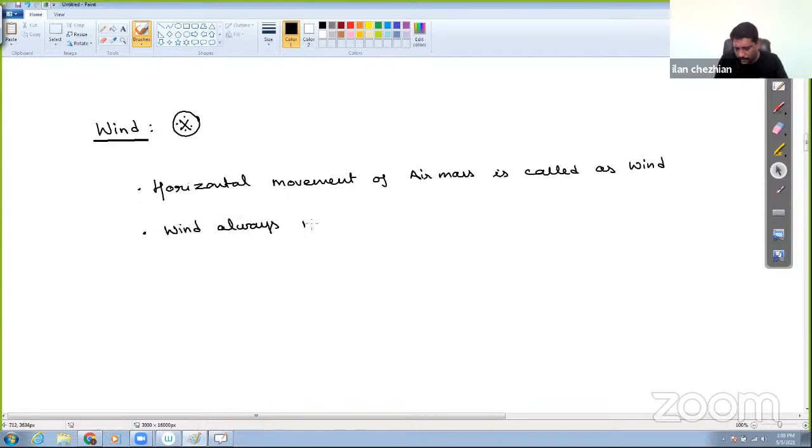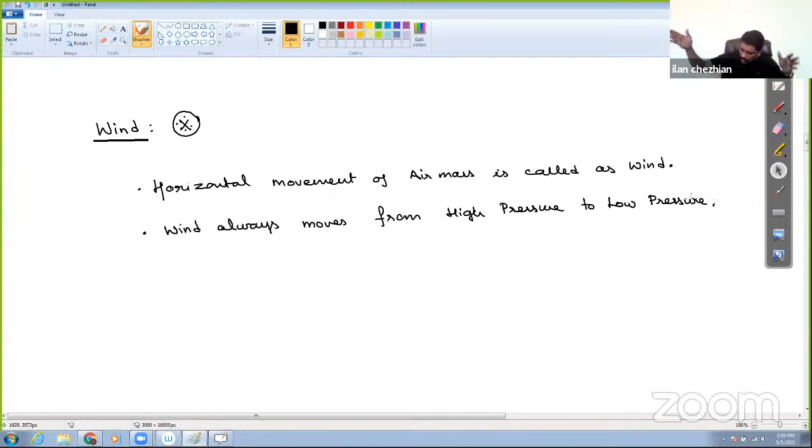Wind always moves from high pressure to low pressure, right? Both the statements are very important.